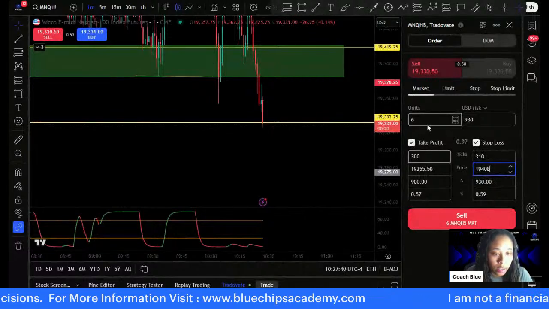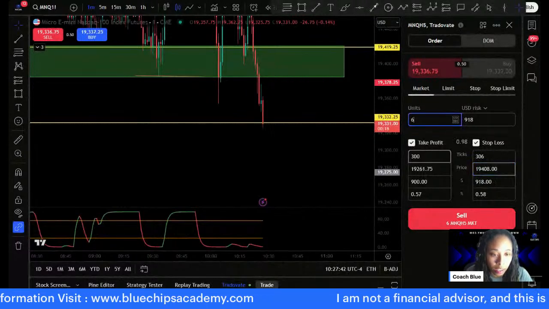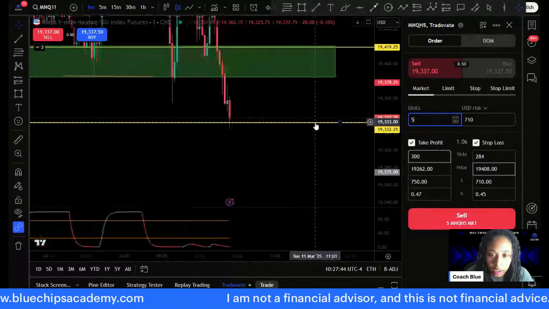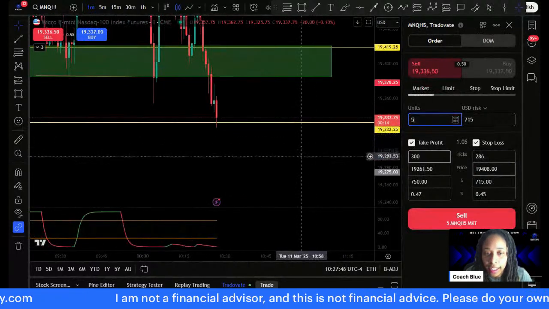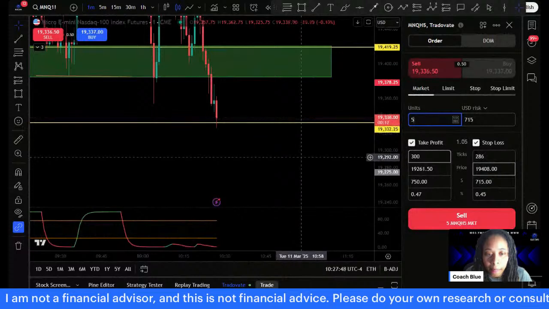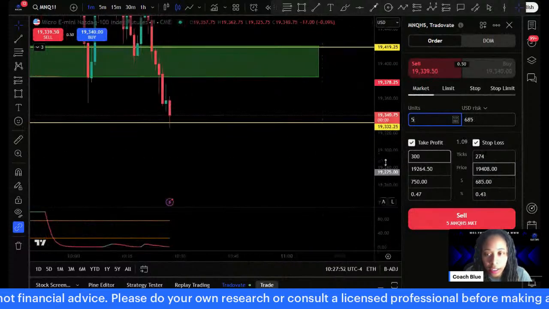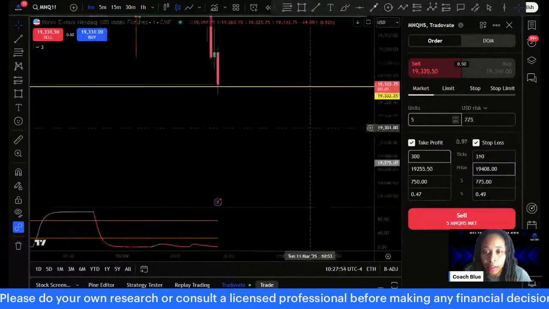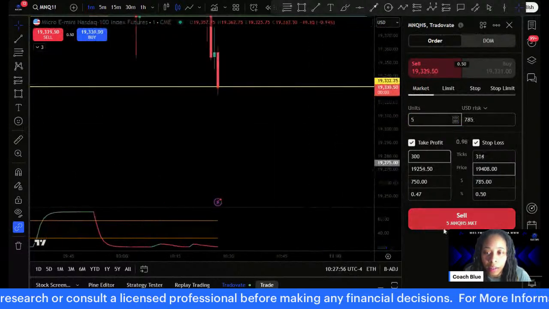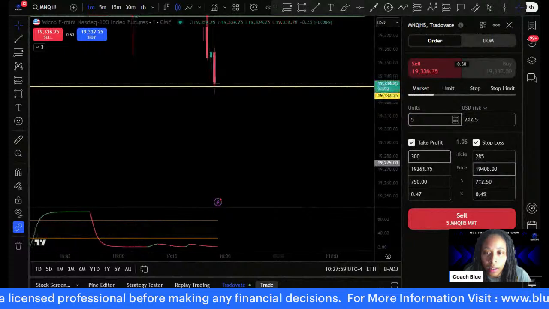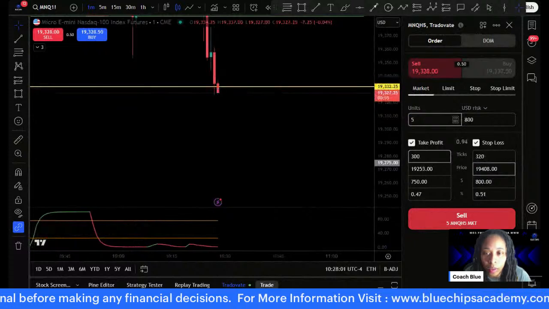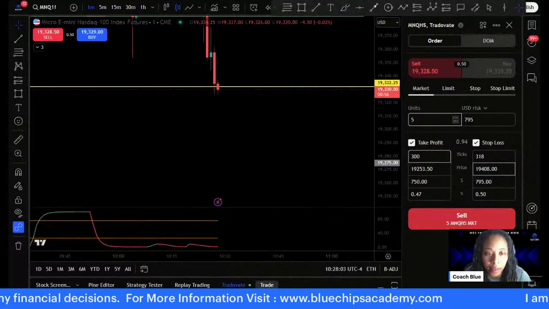Okay. So at 6 contracts, that's too much. 5 contracts is just enough. All right. I like it. Let me see if we can close beneath this area, though, because we do got some support right here. Hold on. Not in yet.